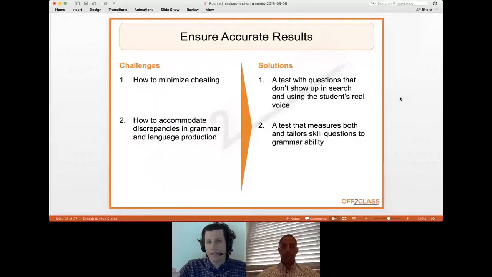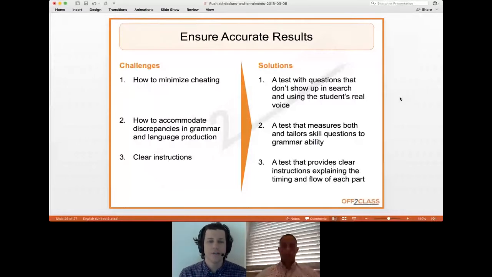So combining the convenience of a test that can be taken anywhere with the test that's versatile enough that they're going to use their own voice, so that as an administrator, you know exactly where the student stands before you ever meet them. Okay, finally, the last best practice: clear instructions.